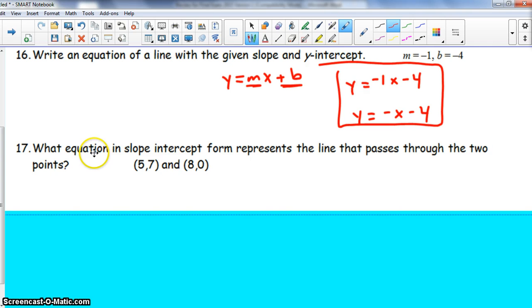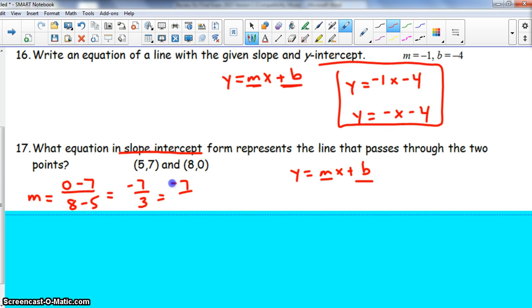Number 17, write an equation in slope-intercept form, so we have to use y equals mx plus b, and we need to know m and we need to know b. So we find m first by using our formula, 0 minus 7 over 8 minus 5. We get negative 7 over 3, which simplifies just to negative 7 over 3. So that's m. To find b, we pick either one of these points. I'm going to pick the one with the 0, and we plug in x and y. So y is 0 equals, my m is negative 7/3, parentheses, my x is 8, plus b. Use your calculator for this.